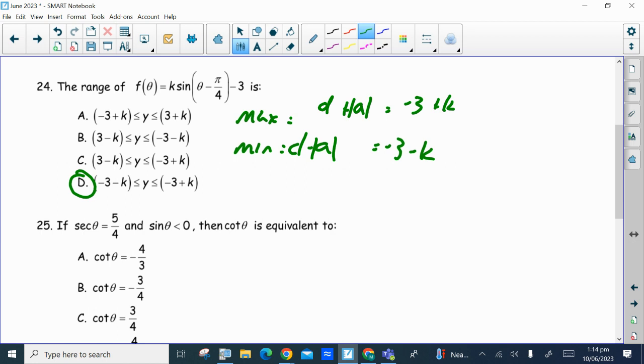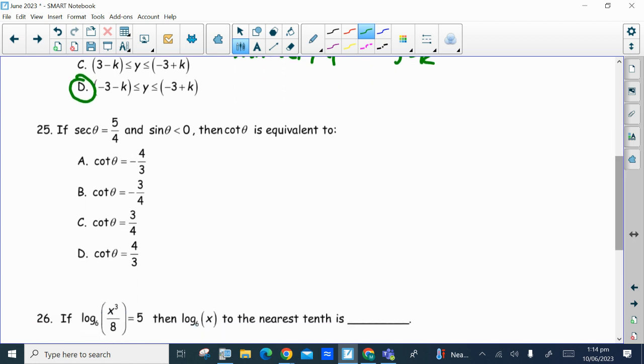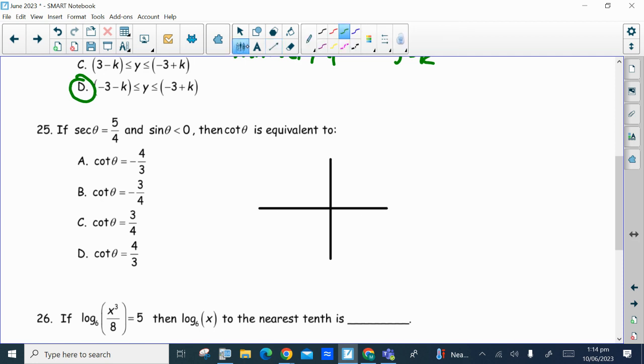Number 25 says the secant is positive 5/4. Using our CAST rule, there are only 2 quadrants where cosine is positive. If the secant is positive, the cosine is as well. However, we're also looking to where sine is negative, which means we have to be in the 4th quadrant. That's the only quadrant where cosine is positive, which means secant is positive and sine is negative.